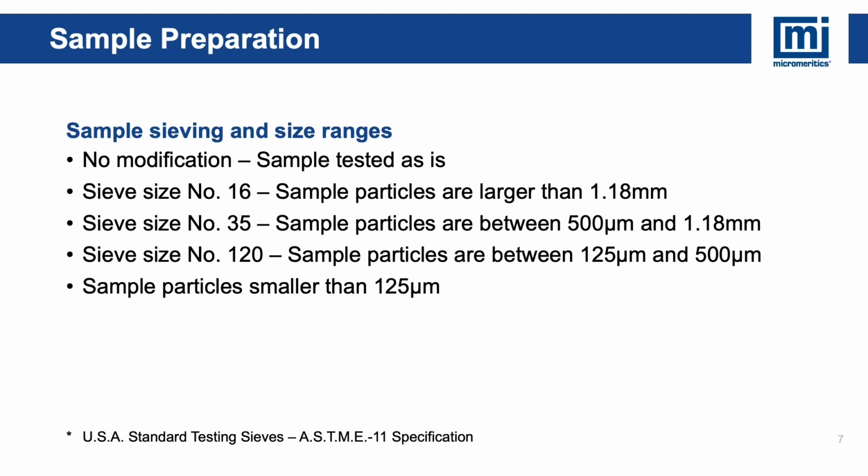The 5 size ranges are the original non-modified sample, particles larger than 1.18 millimeters, particles between 500 micrometers and 1.18 millimeters, particles between 125 and 500 micrometers, and particles less than 125 micrometers that were caught in the catch pan. The samples were ground, sieved, and separated prior to analyzing.